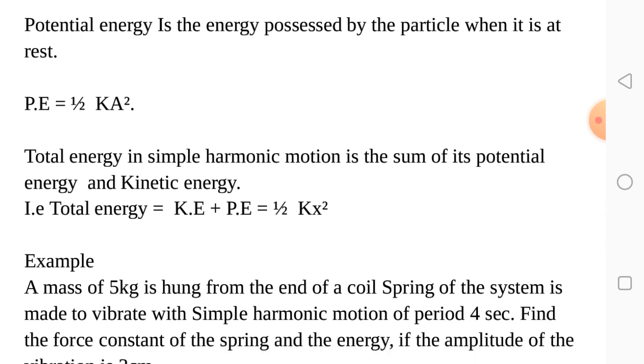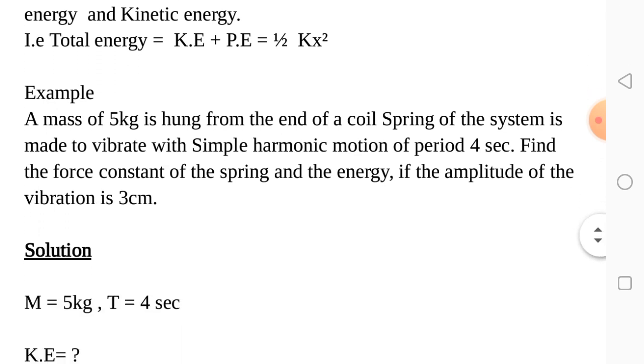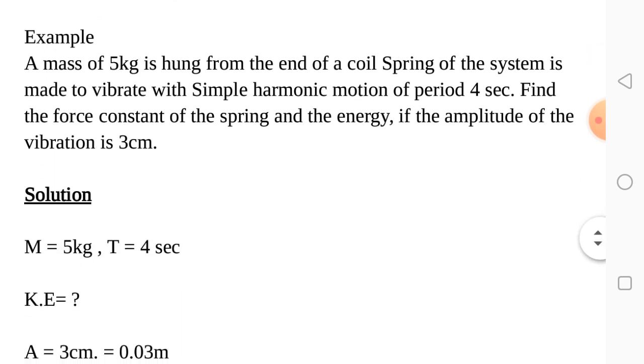Let's look quickly at an example of how we can solve this kind of problem. A mass of 5 kg is hung from the end of a coil spring, and the system is made to vibrate with simple harmonic motion of period 4 seconds. Find the force constant of the spring and the energy if the amplitude of the vibration is 3 centimeters.